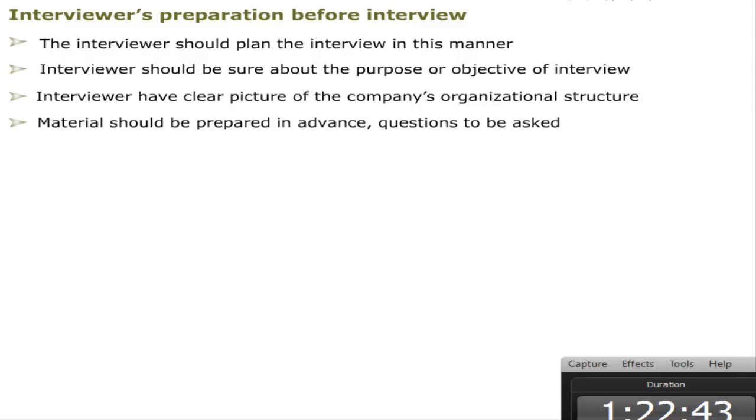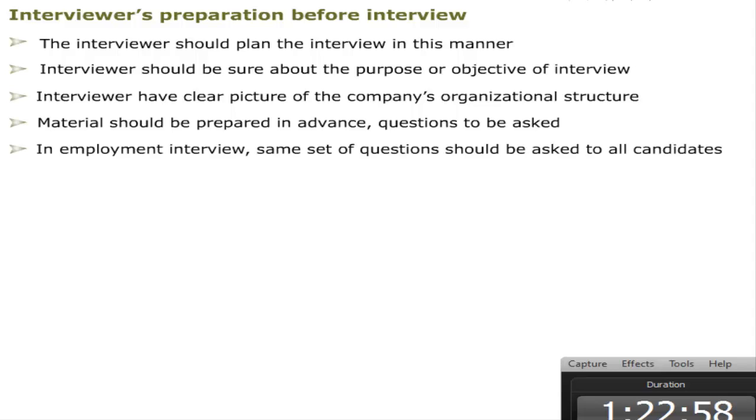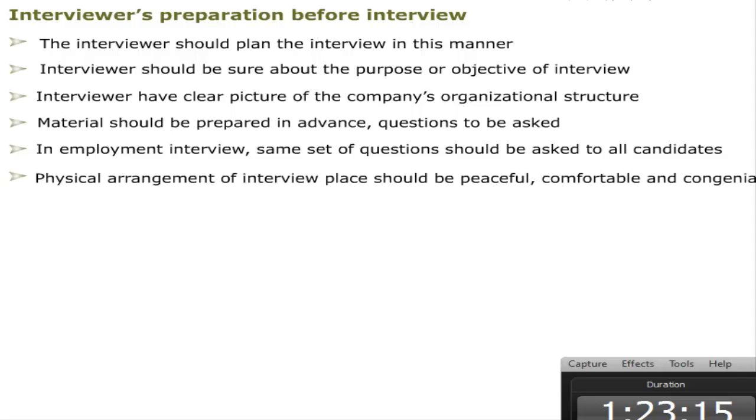The material to be used during the interview should be prepared in advance. Questions to be asked, and information to be passed on and sought, should be sorted out. In case of an employment interview, the same set of questions should be asked to all candidates for the same post. In such interviews, the interviewer should know the prevailing laws or regulations for employment. The venue of the interview should be peaceful, comfortable, and congenial.